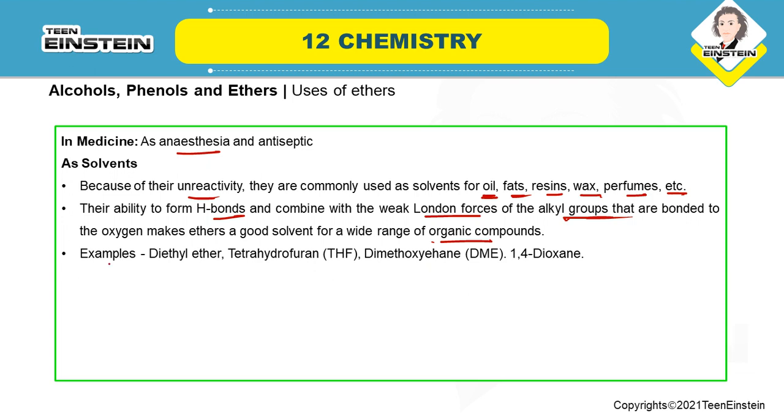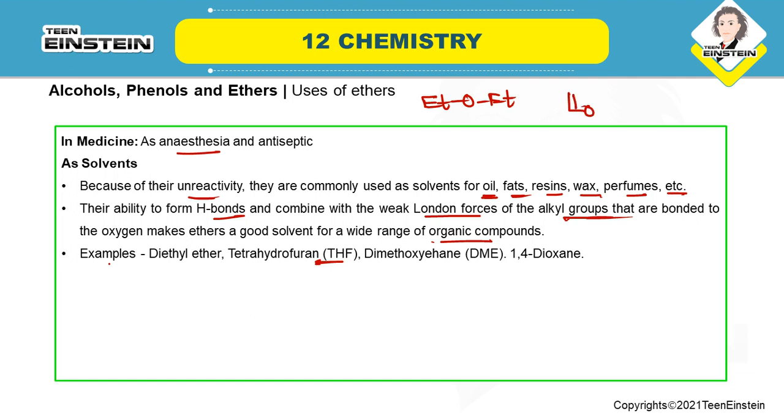Here we have some examples of solvents. Diethyl ether, that means ethyl, ethyl. This is a very common solvent. Its boiling point is very low, around 34 degrees centigrade. So if you are doing any reaction at very low temperature, that is, you are not heating it, then this solvent is very suitable. Tetrahydrofuran.